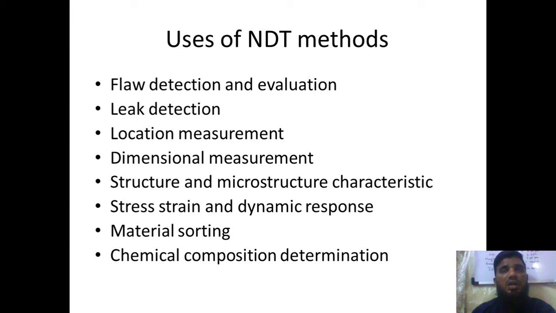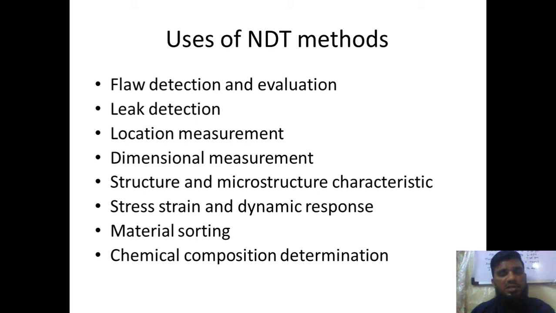Similarly, by using, for example, X-rays also, you can see where the bone is fractured, how much length the bone is fractured. Similarly, the material, how the material is broken, what is the structure of the material, in what way it has failed. So those things can be observed using non-destructive testing.